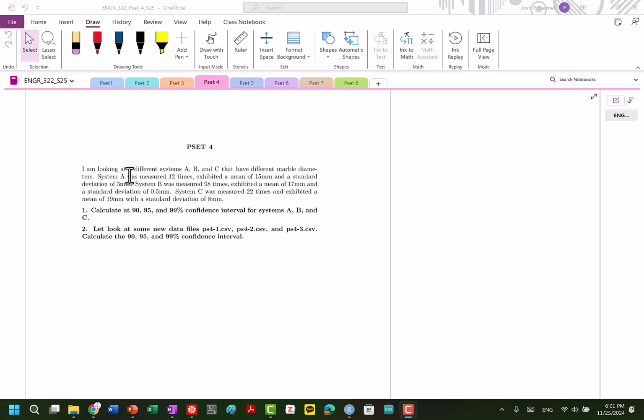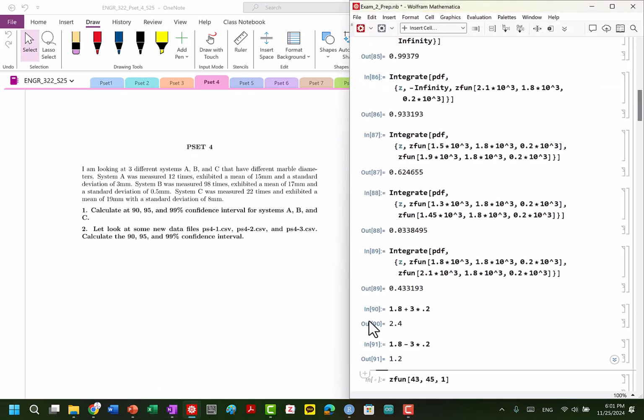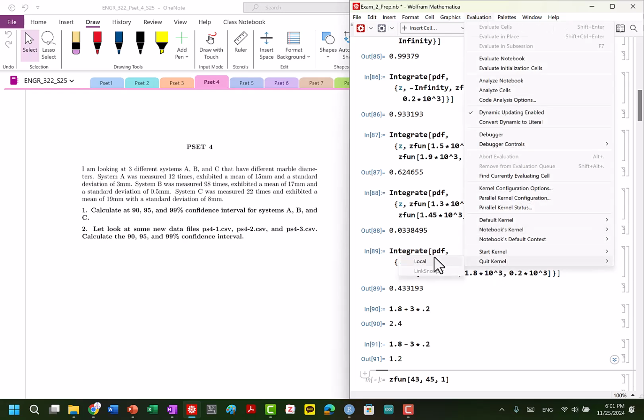When we are back, we are going to be doing our Problem Set 4 solution videos. So we have 3 systems. I'm going to get into Mathematica here. I'm going to quit my kernel as well.